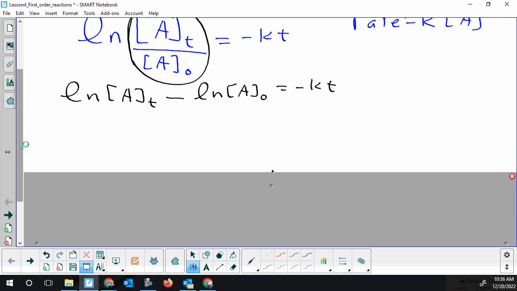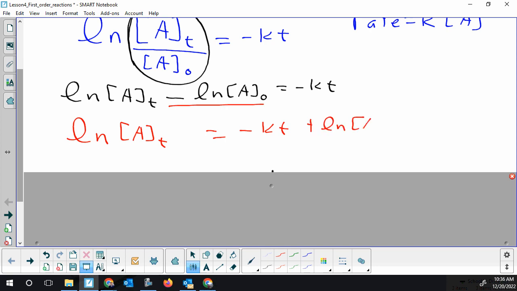I'm just going to move this piece over. That is going to be a constant. That's just minus the natural log of whatever we started with. That will not change during the experiment. So the natural log of the concentration with respect to time equals minus kt. Now the minus natural log of the initial concentration will become plus natural log of reactant A initially. And now we have a linear version.